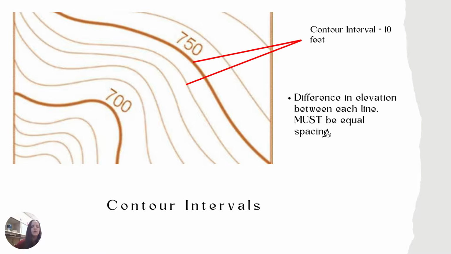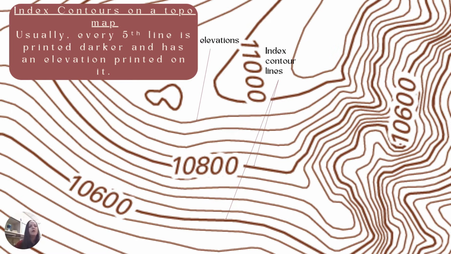And so each map will have its own contour interval. Some of them will tell you what the contour interval is, and others you might have to figure that out on your own. All right, so on some of the larger maps, like the quadrangles from the USGS, they are going to only label every 5th line, which we call index contour lines. And so here you see that the 10,600 line is labeled and the 10,800 line is labeled, but the other lines in between there are not. So it's usually a little bit darker, and we call it an index contour line, and it's actually labeled for us.